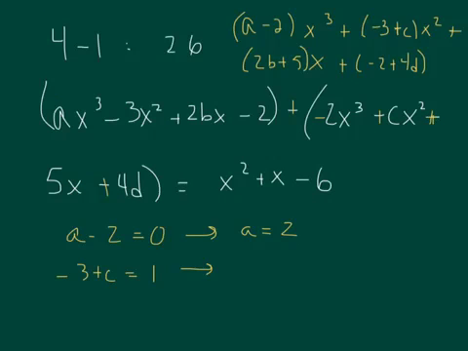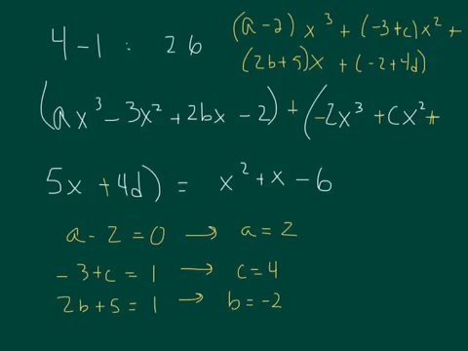Okay, so negative 3 plus 1, negative 3 plus c equals 1. Add the 3, so c equals 4. Let's go to the next one now. This coefficient here is equal to whatever's here, which is a 1. So 2b plus 5 equals 1. So we subtract the 5, giving us negative 4, divide by 2, giving us negative 2.